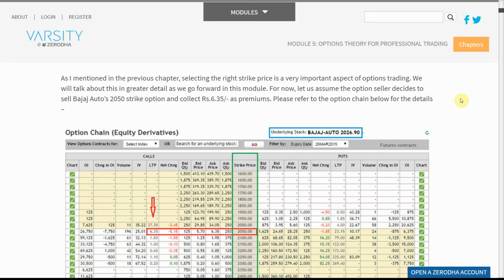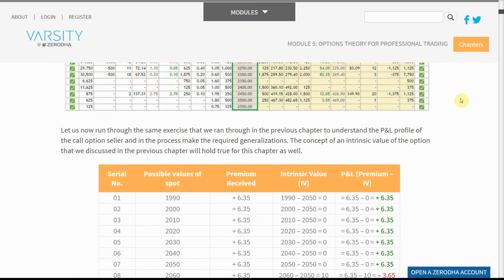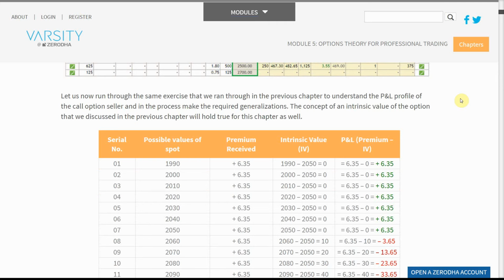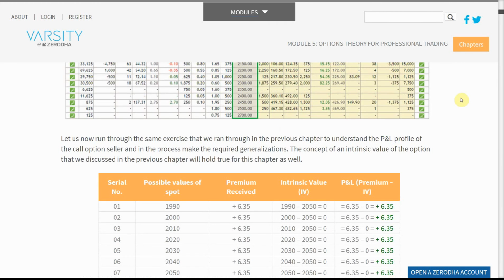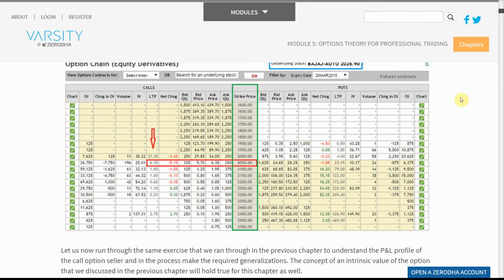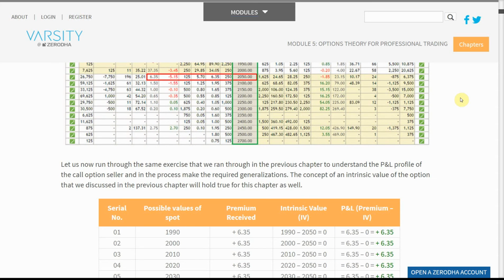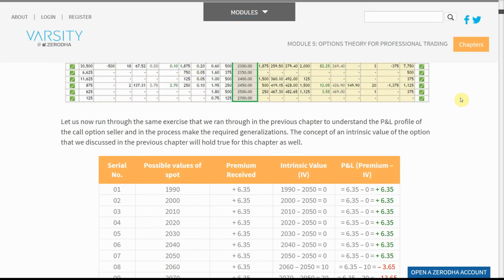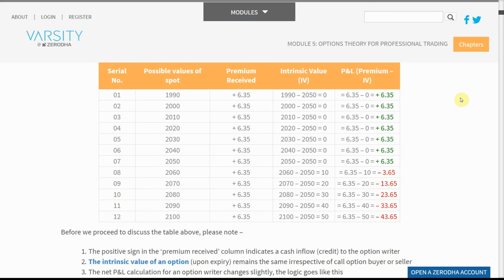For now, let us assume the option seller decides to sell Bajaj Auto's 2050 strike option and collect 6 rupees and 35 paise per share as premium. Please refer to the option chain below for the details. Let us now run through the same exercise that we ran through in the previous chapter to understand the P&L profile of the call option seller and in the process make the required generalizations. The concept of intrinsic value of the option that we discussed in the previous chapter will hold true for this chapter as well.